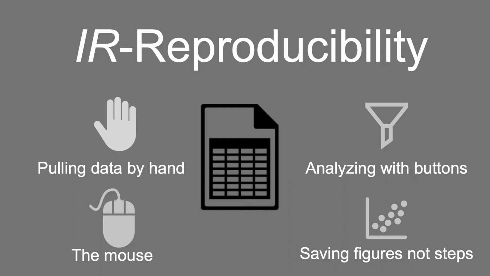Using the mouse, this is once again getting to that idea that it's impossible to record actions that you're doing to that data. Analyzing with buttons. This is something that is very poorly recorded in Excel, for instance. And then finally, saving figures instead of the steps. When I do data analysis now, I actually never save results, because the results are exactly what you want to be reproducible. So I should be able to get rid of everything I just produced, open it up fresh, and the analysis should come right out of the script that I just wrote.